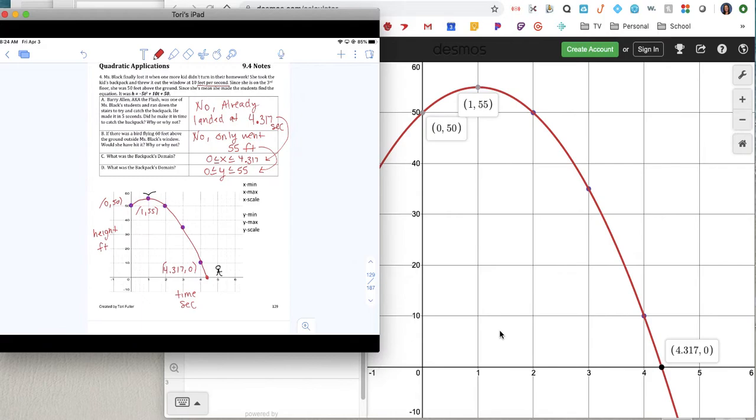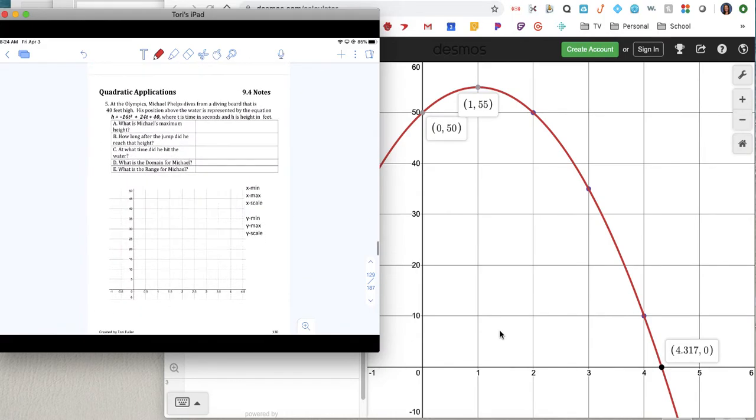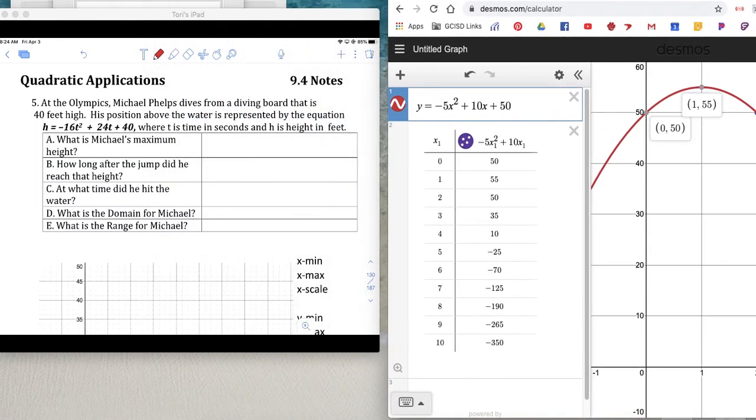All right, that is the end of question 4. I'm sorry, we got one more. Sorry about that, guys. All right, last one. Let's go ahead and look at number 5. All right, number 5, same thing again. We are going to edit the equation, edit the table, and then edit the graph.